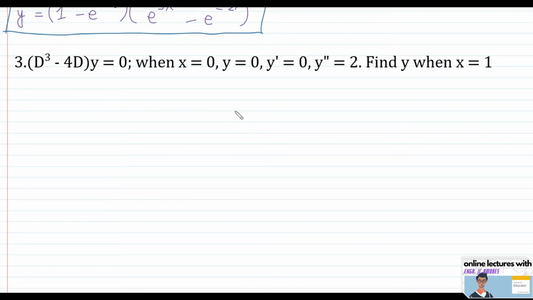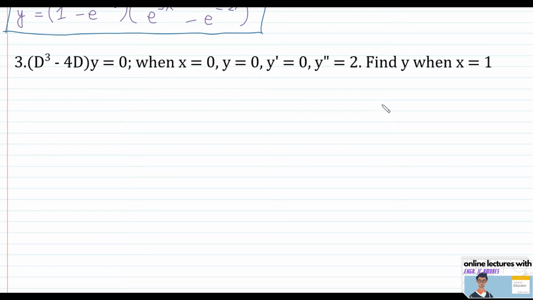So let's go to the next problem. Problem number 3. We have quantity D cubed minus 4D plus quantity y times y is equal to 0. Okay? And we have to find when x is 0, y is 0, y prime is 0, and y double prime is equal to 2. And we have to find the specific case, find y when x is equal to 1.